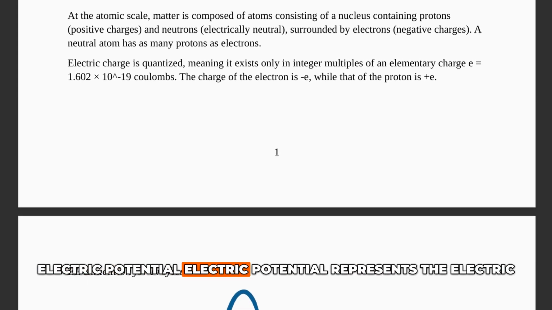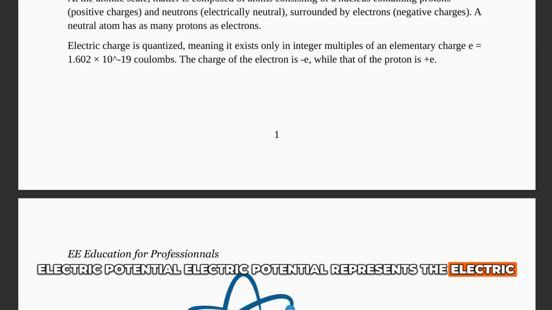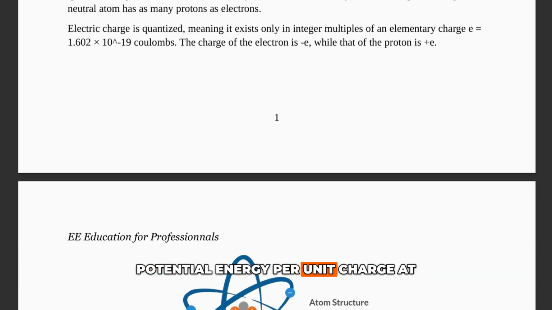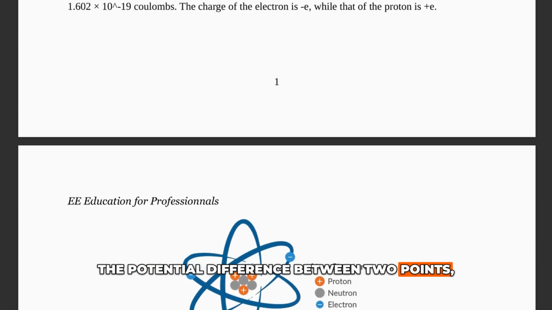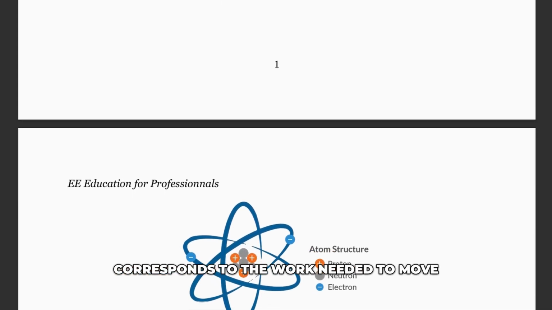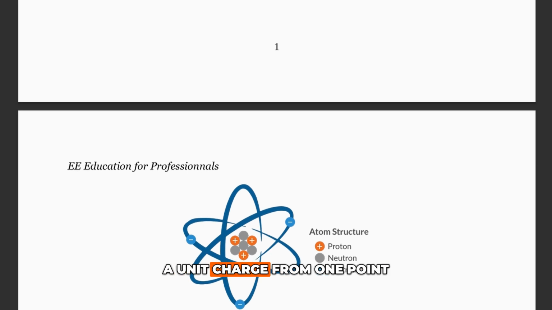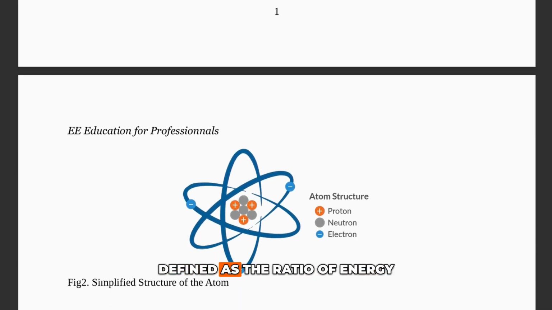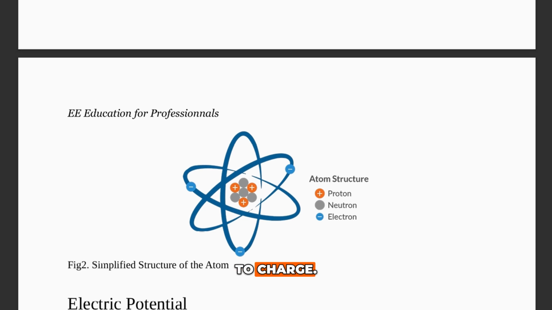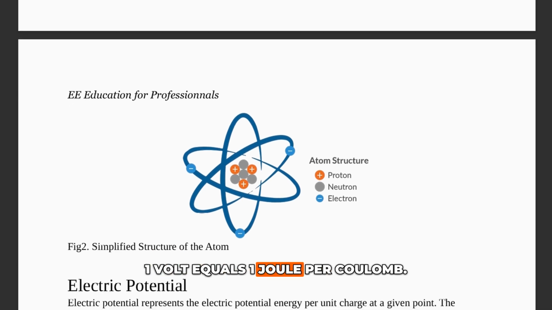Electric potential represents the electric potential energy per unit charge at a given point. The potential difference between 2 points, called voltage, corresponds to the work needed to move a unit charge from one point to another. Voltage is measured in volts, defined as the ratio of energy to charge. 1 volt equals 1 joule per coulomb.